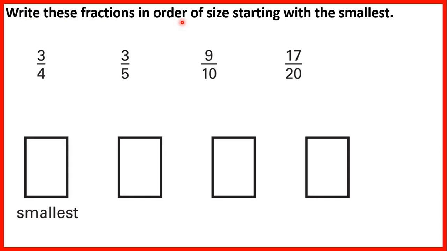Write these fractions in order of size, starting with the smallest. So we have 3/4, 3/5, 9/10, and 17/20. But to compare fractions, we need the denominators to be the same. So we need to find equivalent fractions. Now 20 is in the 4 times table, it's in the 5 times table, and it's in the 10 times table. So we can find equivalent fractions which have a denominator of 20.